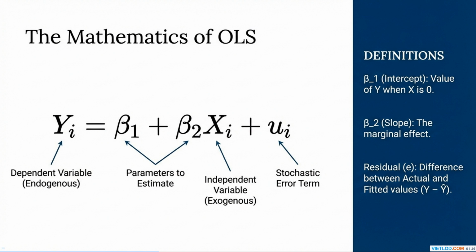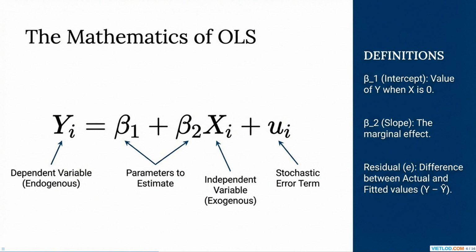This is the fundamental equation for a simple linear regression model. Let's break it down. yi is the dependent variable, also called the endogenous variable. This is the outcome we want to explain. Xi is the independent variable, or exogenous variable. This is the factor we believe influences y. The terms beta 1 and beta 2 are the parameters, or coefficients, that we need to estimate. Beta 1 is the intercept, which is the value of y when x is 0. Beta 2 is the slope, which measures the change in y for a 1-unit change in x, our marginal effect.